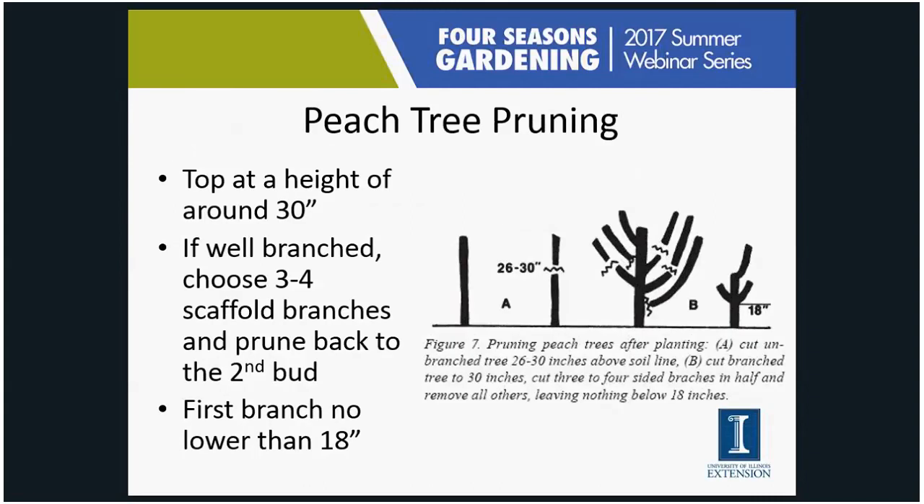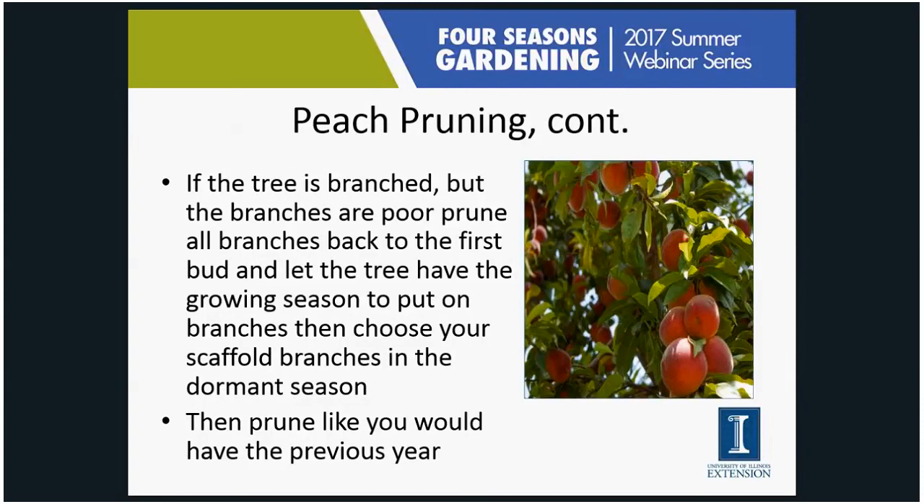Peach tree pruning: they're pruned to an open center. So you're going to top at a height of 30 inches. Form your scaffold branches. Generally, there are 3 to 4 scaffold branches. You'll prune back to the second bud, and the first branch no lower than 18 inches. You want to keep the fruit somewhat off the ground, but you don't want to have the fruit so high in the future, because you will have to pick it.